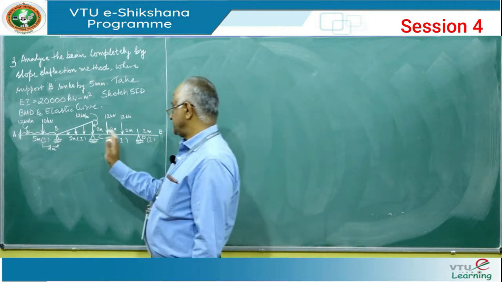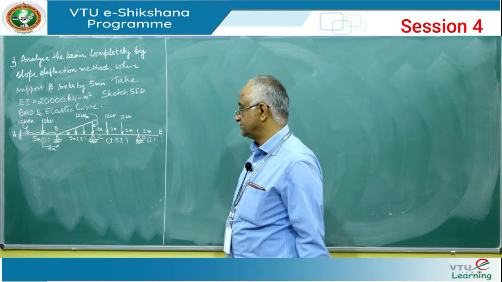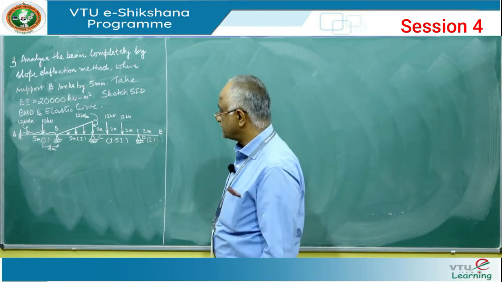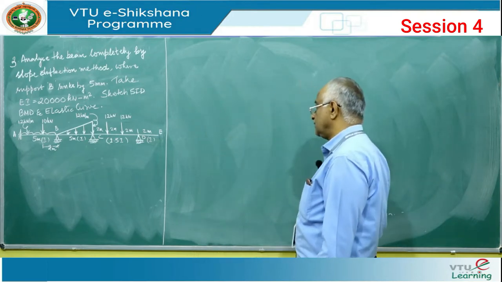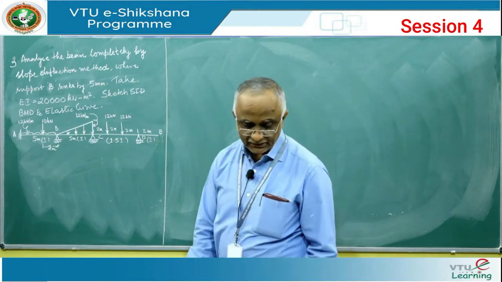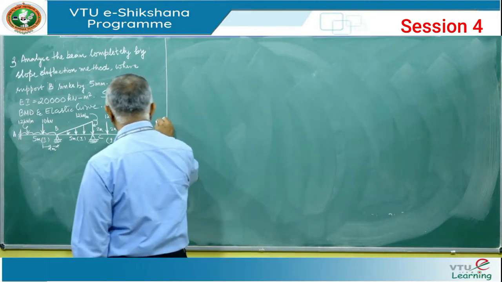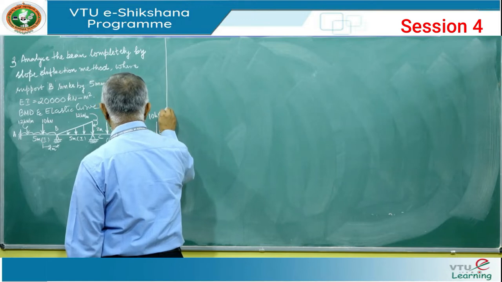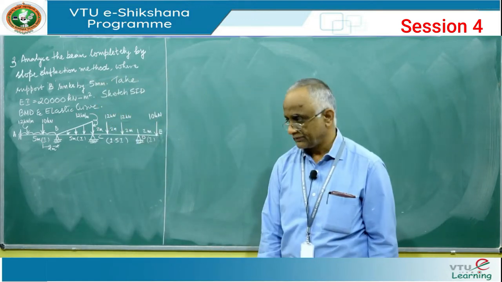It is A, B, C, D and an overhanging support DE also. So AB is subjected to a UDL and point load. BC is a triangular load, we call it a uniformly varying load. And CD is subjected to two concentrated loads at equidistance from either support. And we have a load at E also of magnitude 10 kilonewton, that is at the free end of the overhanging span.